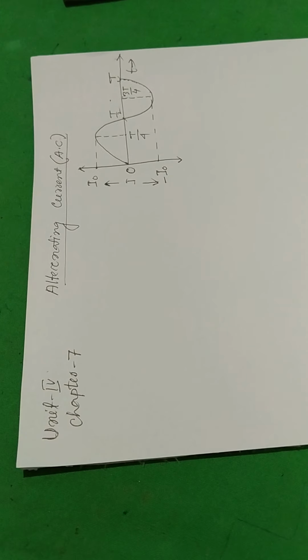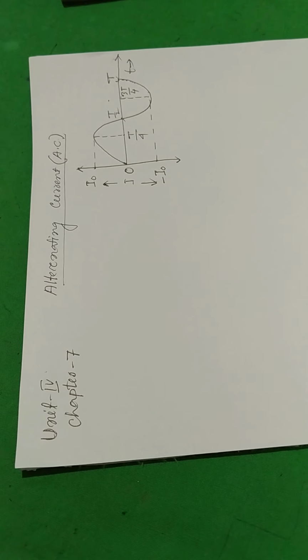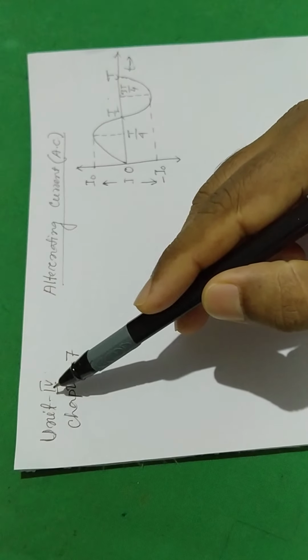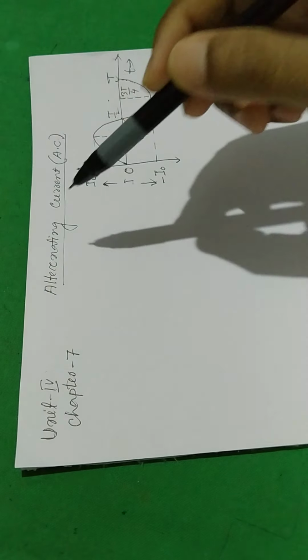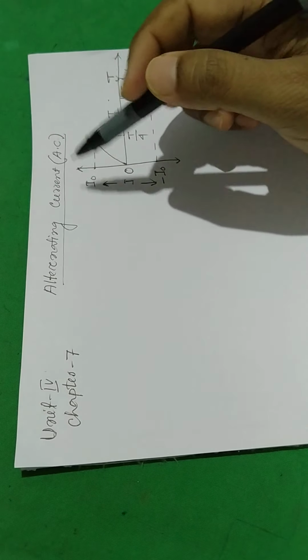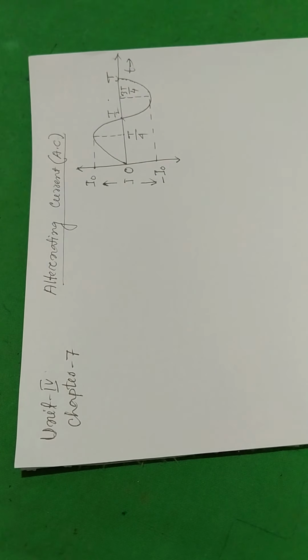Hello student, today we are going to start new chapter number 7, unit number 4, alternating current. What is alternating current? An electric current at which the magnitude of current changes with time and polarity reverses periodically is called alternating current.